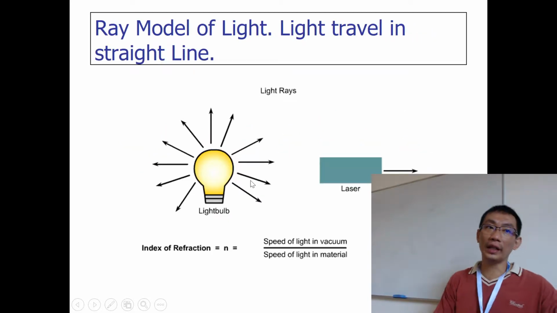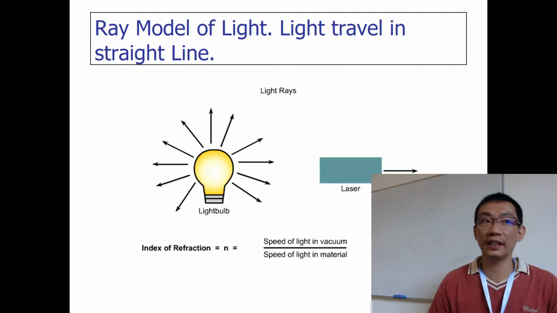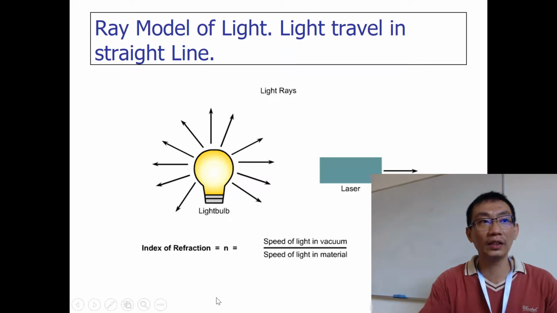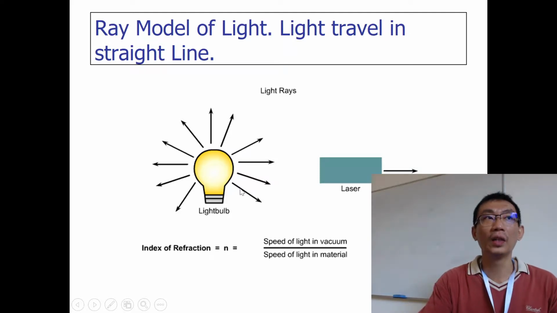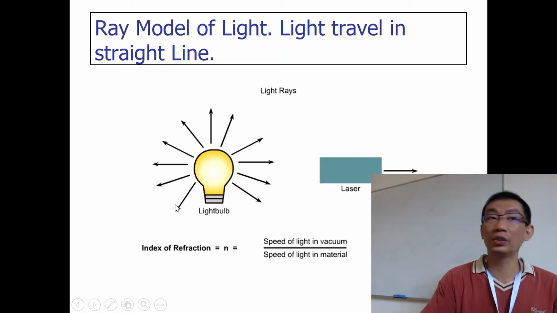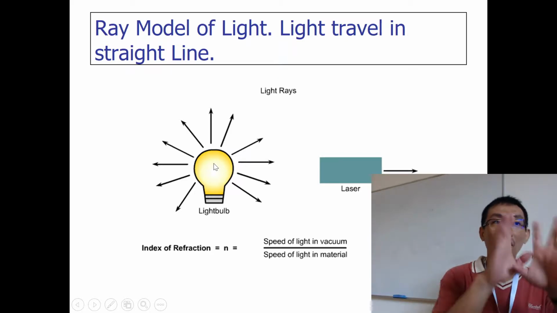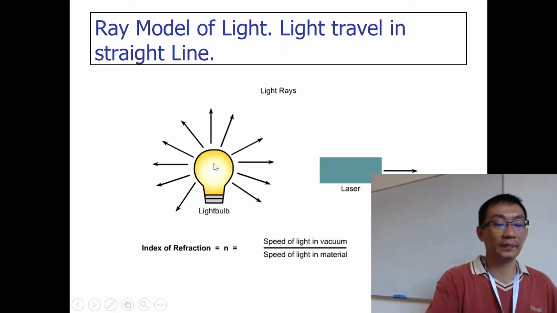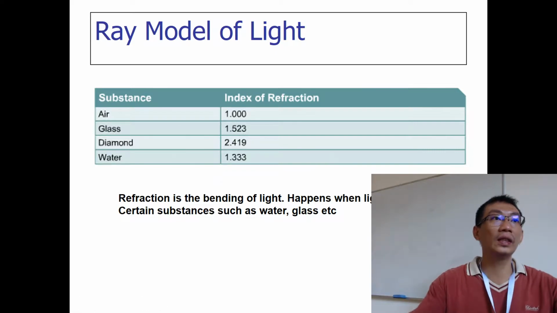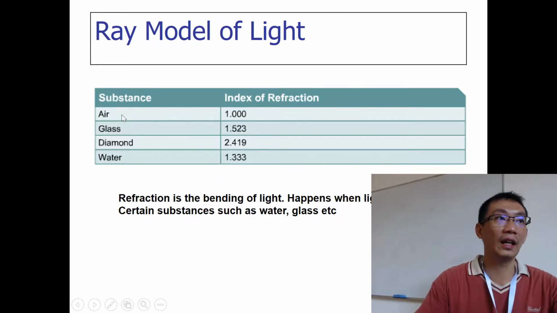Right. If you look at the ray model of the light signal, you have a refraction index, where n is equal to the speed of light in the vacuum divided by the speed of light in the material. So normally the light will travel in a straight line, in all directions, but in a straight line. The refraction index of air is 1, in glass it is 1.5, diamond is 2.4, and water is 1.33.